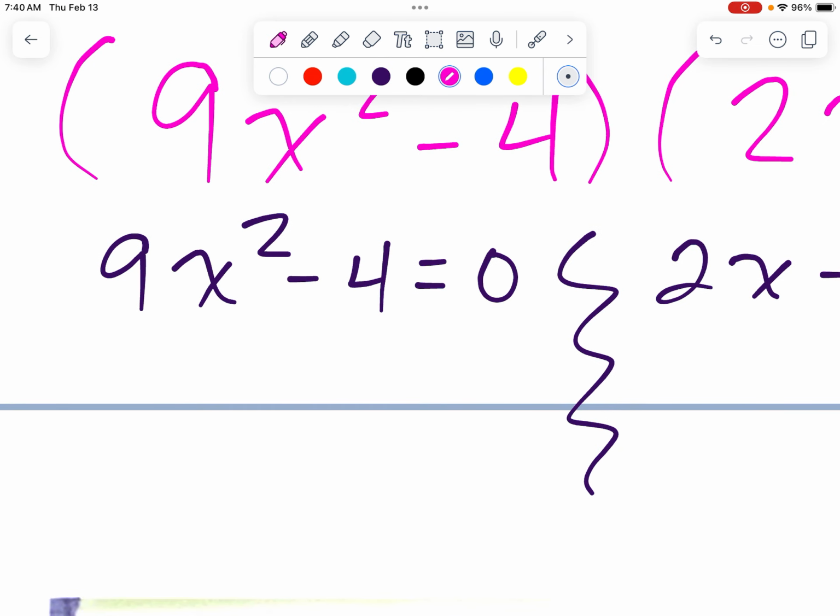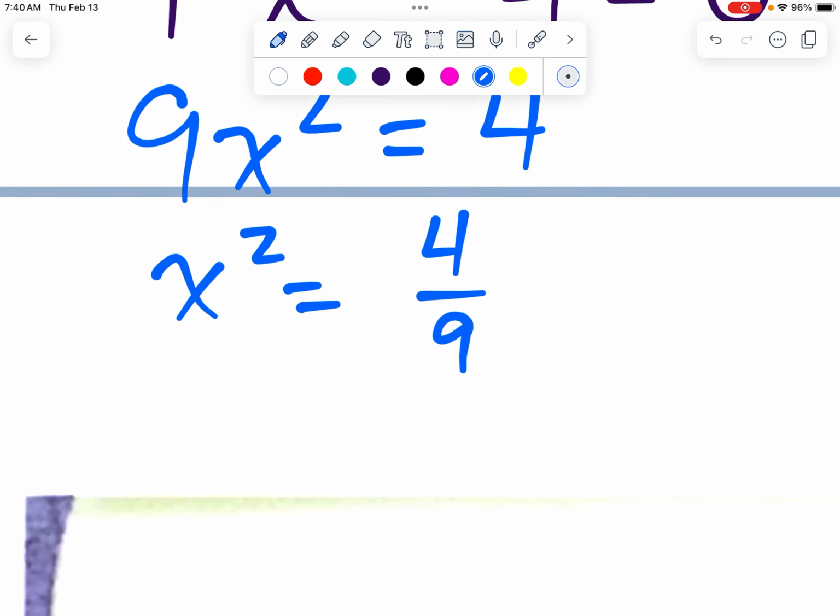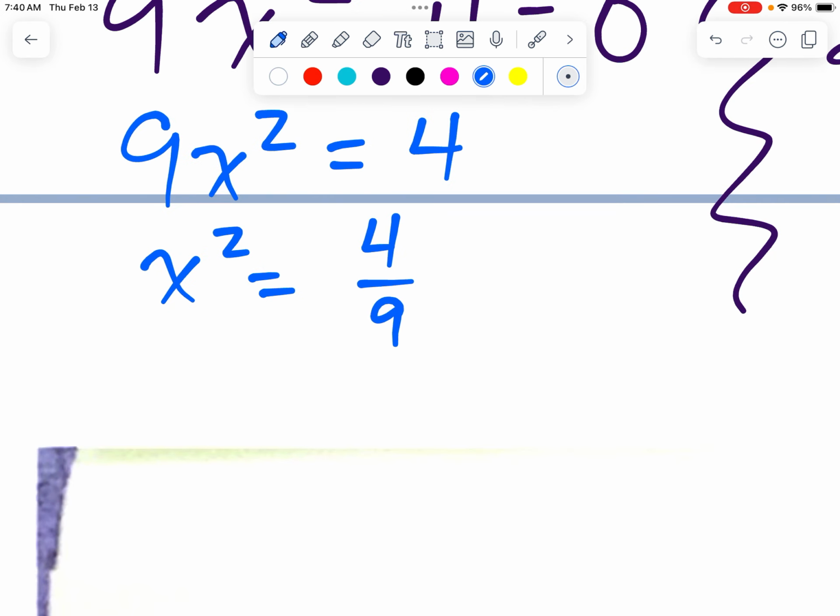Let's start with the one right here on the left. We're going to add 4 to the other side. And then we have to get x squared by itself, so we're going to divide by 9. It's okay, we're going to get a fraction. And then what we want to do is the opposite of squaring. The opposite of squaring is take the square root. So we have to take the square root here.